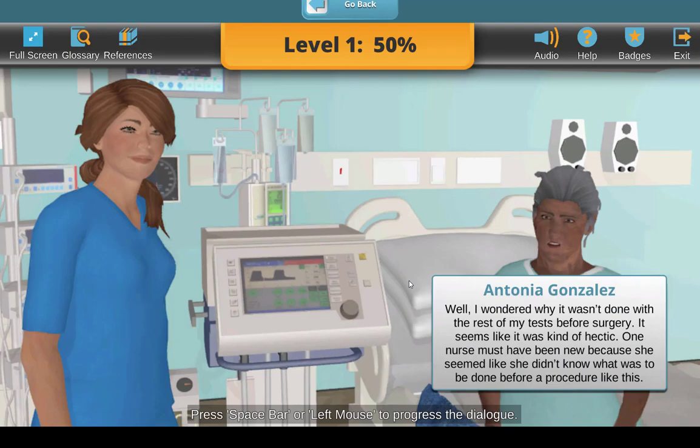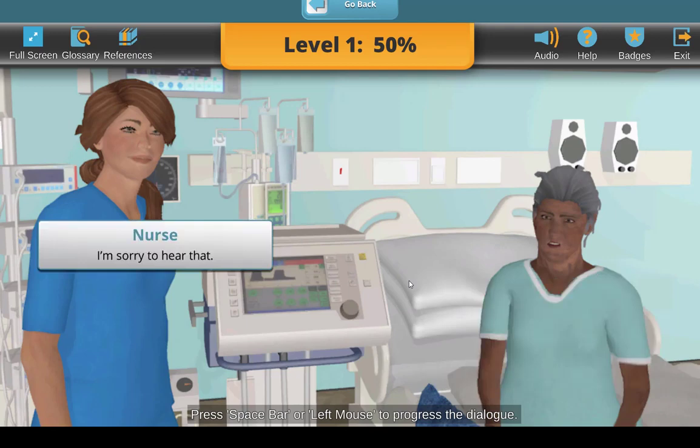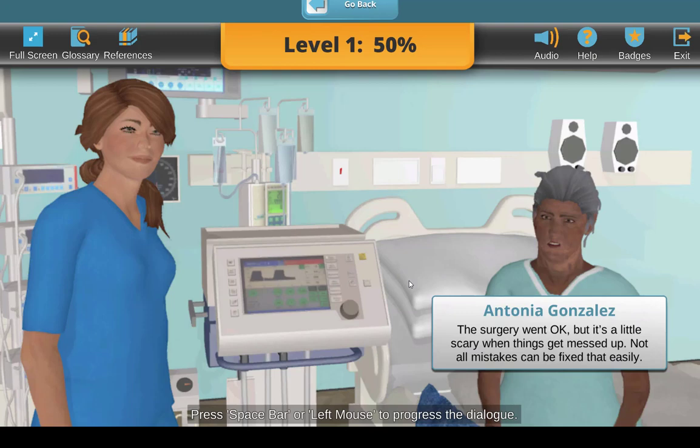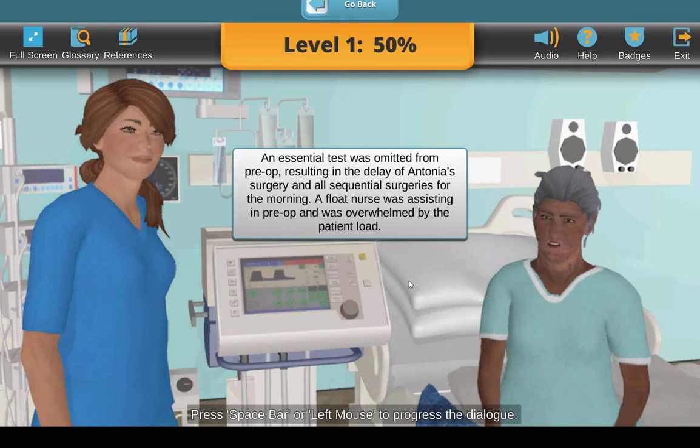Well, I wondered why it wasn't done with the rest of the test. Seemed like it was hectic. One nurse must have been new because she seemed like she didn't know what was to be done before a procedure like this. Okay, so that's very telling. So again, using some empathy, some good listening skills. Sorry to hear that. Surgery was okay, but a little scary when things get messed up. Not all mistakes can be fixed that easily.